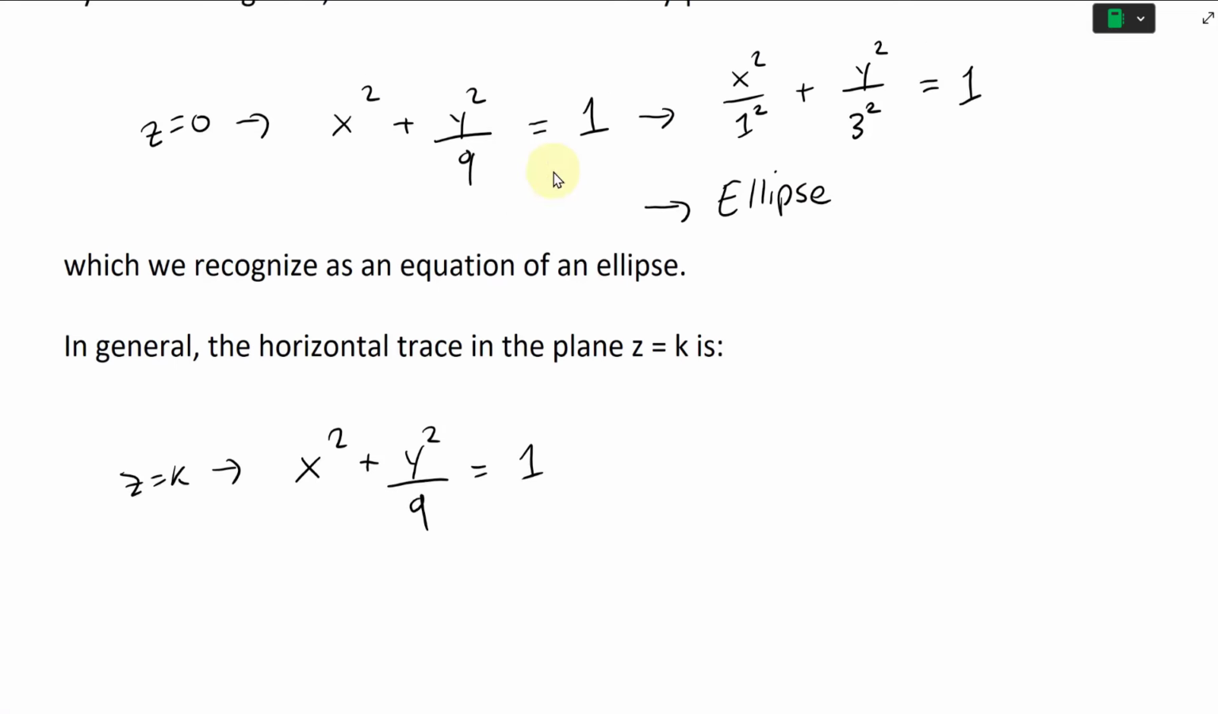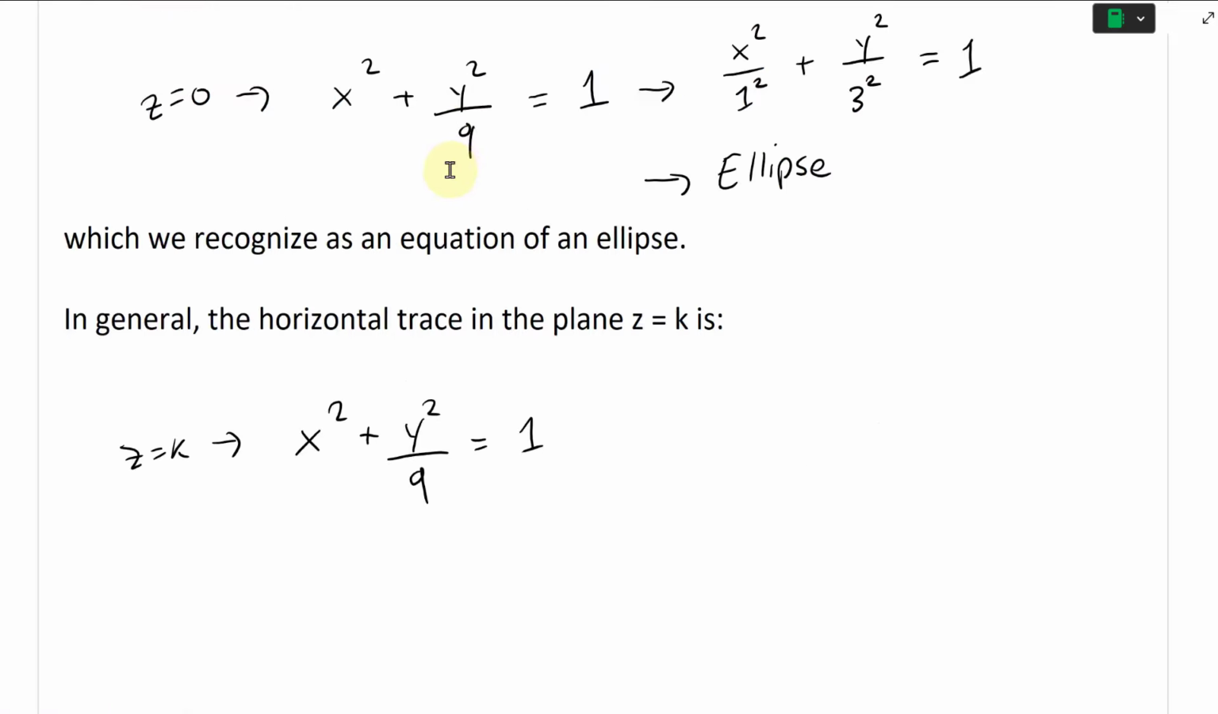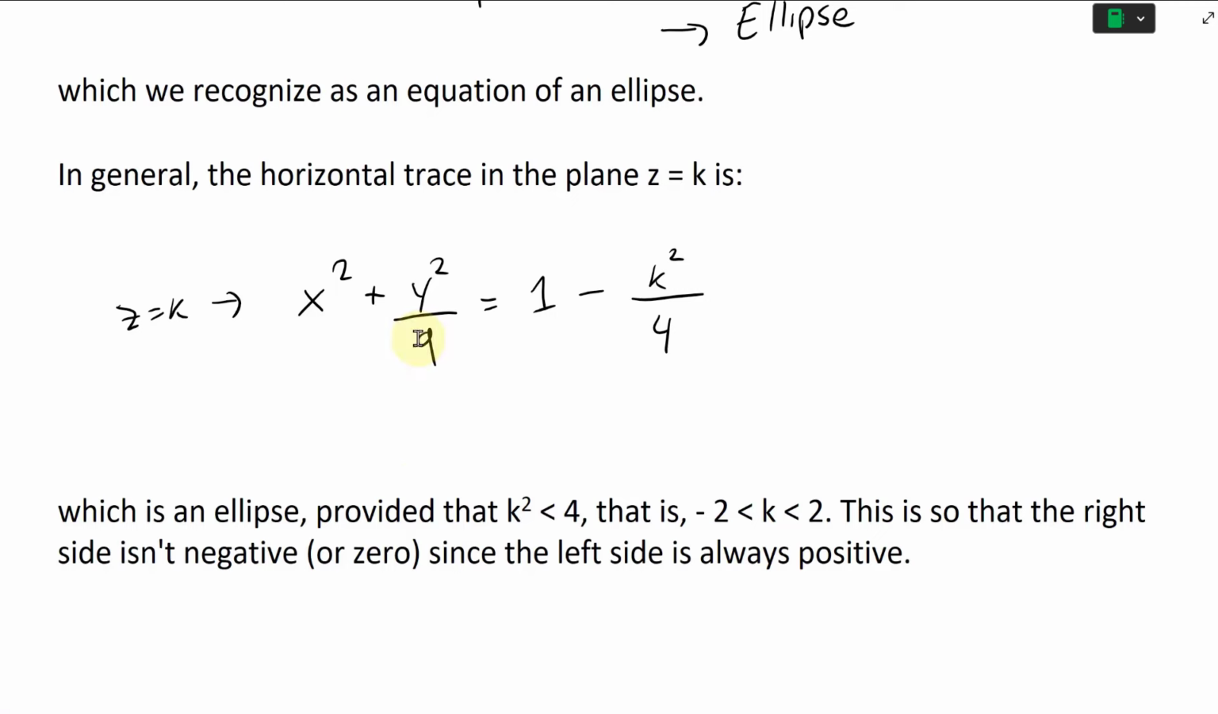And then we also had this right here, the z squared divided by 4. So instead of 0, we're going to put in k and shift it over to the other side. We're going to have minus k squared over 4. And this equation is an ellipse, provided that k squared is less than 4. That is, the absolute value of k is less than 2. In other words, k is between negative 2 and 2.